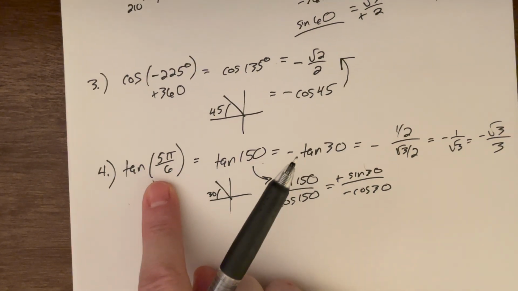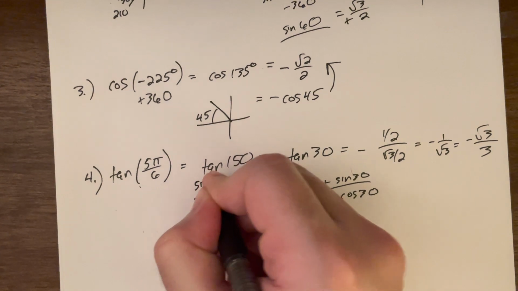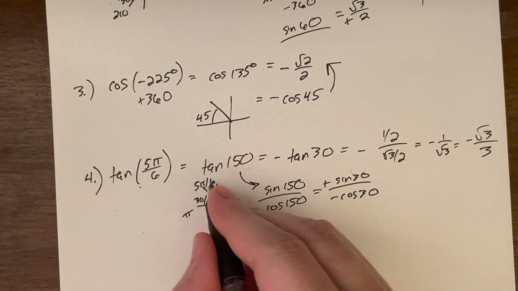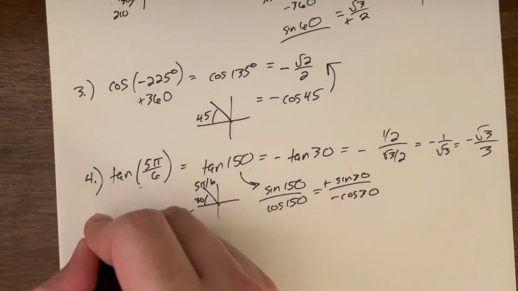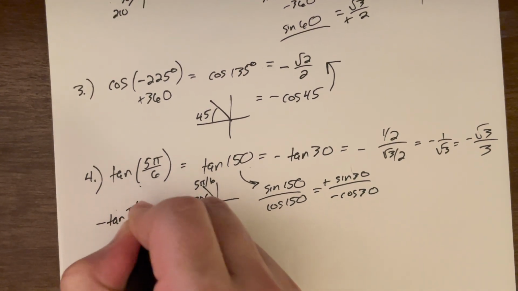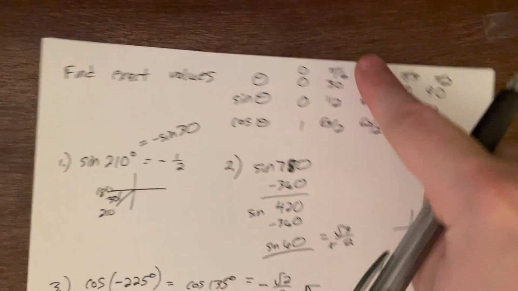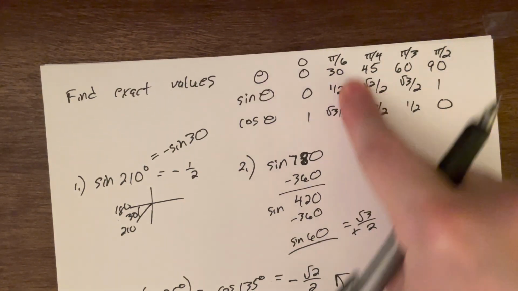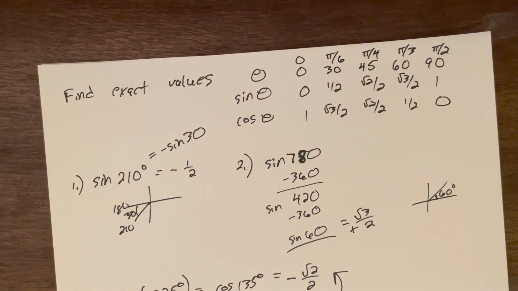Well, what about in radians, you ask? No big deal. This is 5 pi over 6. This is pi. So the reference angle, pi minus 5 pi over 6, would be pi over 6. And no surprise, pi over 6 and 30 match up. It's the same thing. Again, it's all the same thing, just whether you convert it or not.